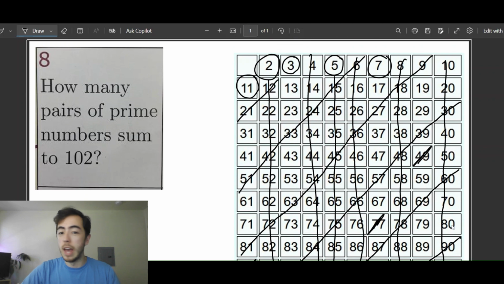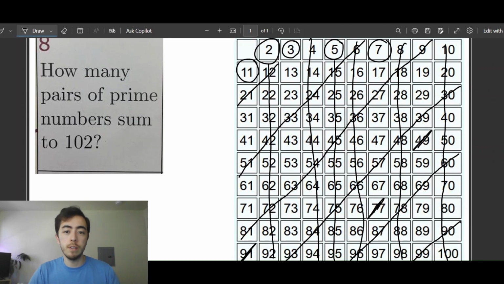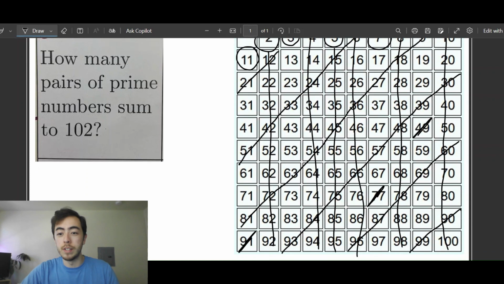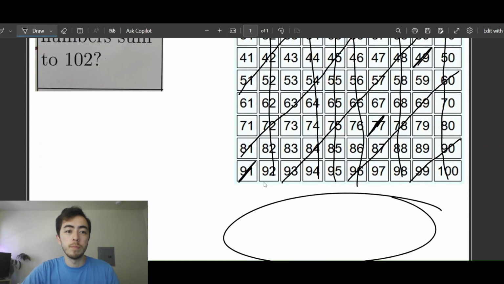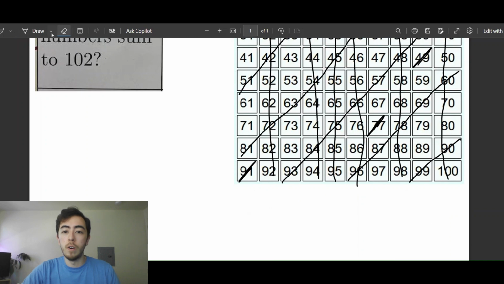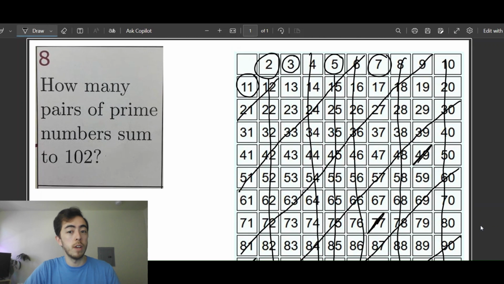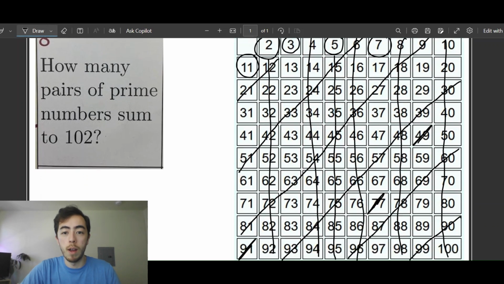So for any prime number I circle now, I won't need to cross off any numbers, because the first one I'll need to cross off is somewhere down here. And that means all remaining uncrossed off and uncircled numbers are prime. So all of these ones are going to be the prime numbers.